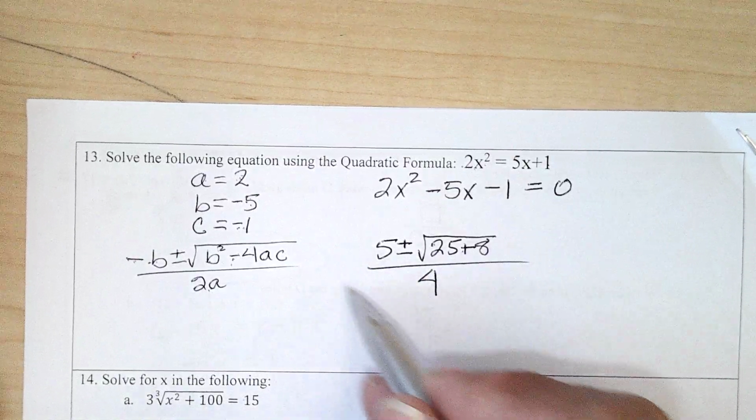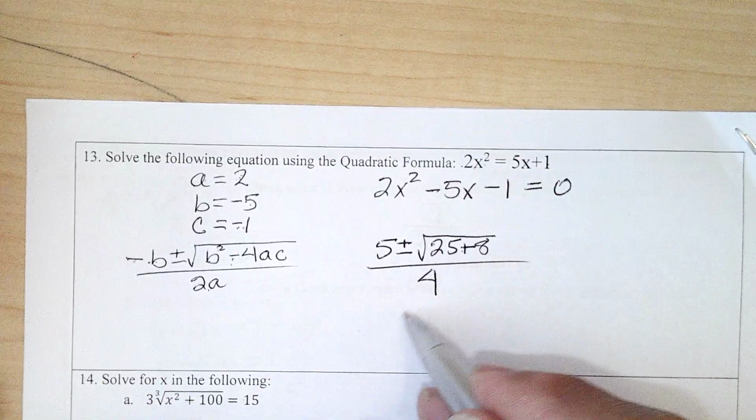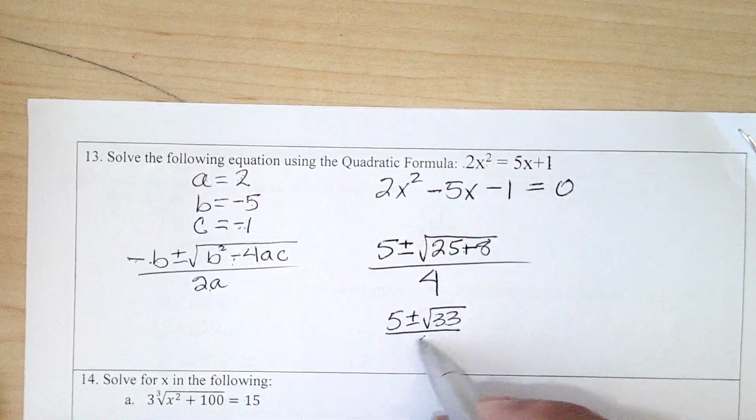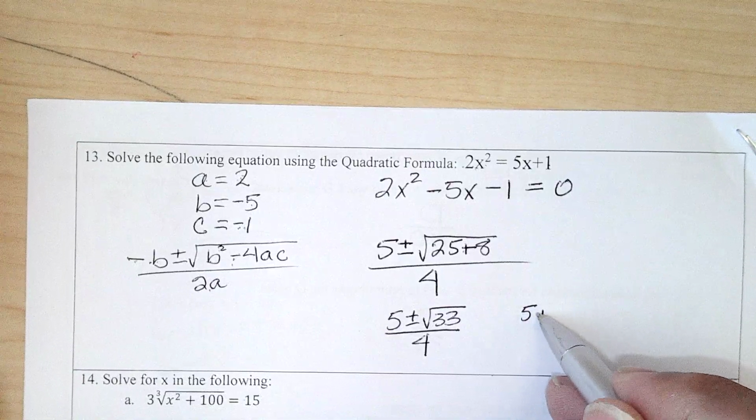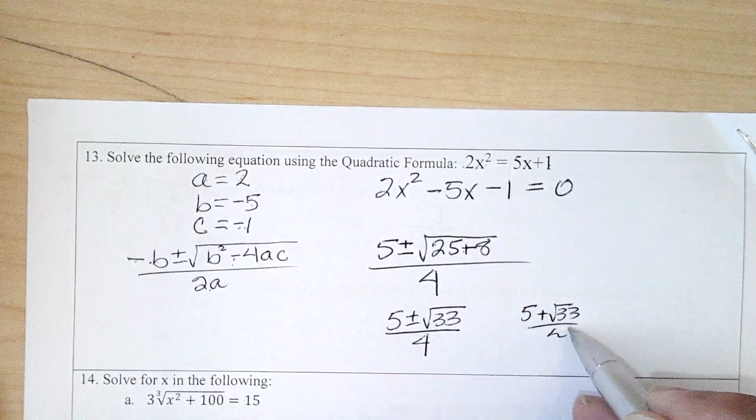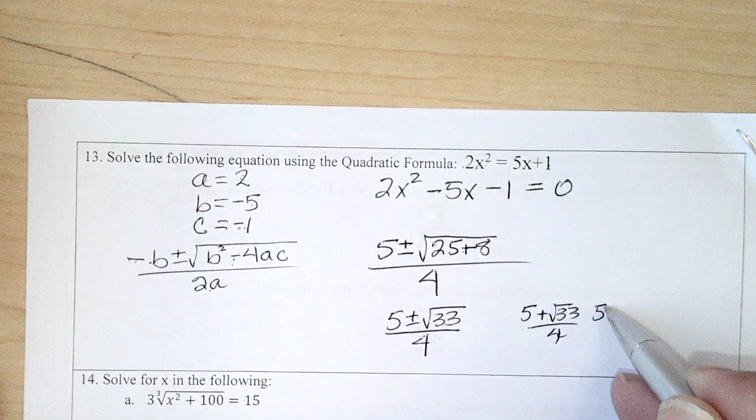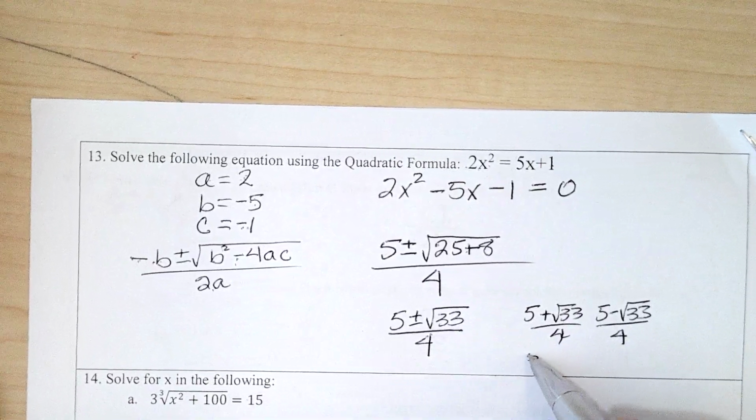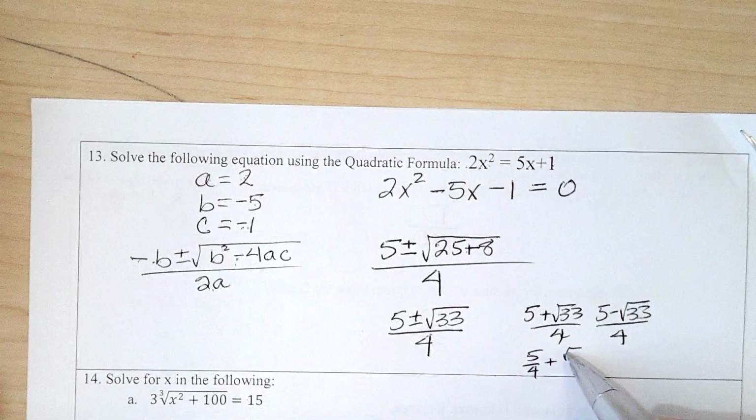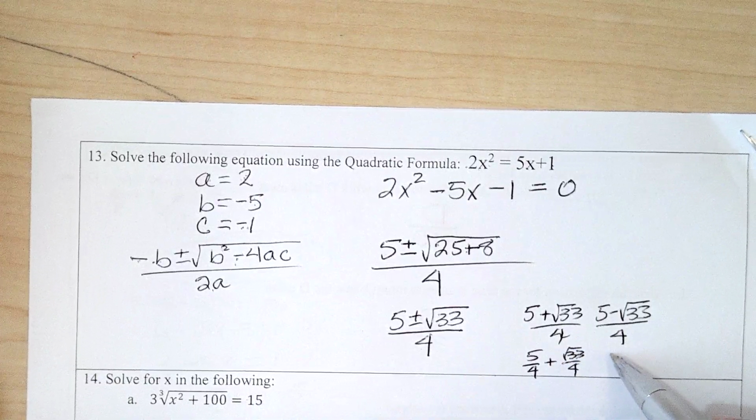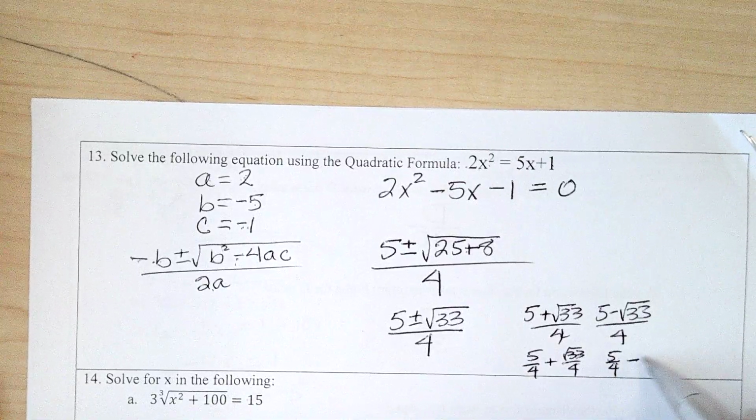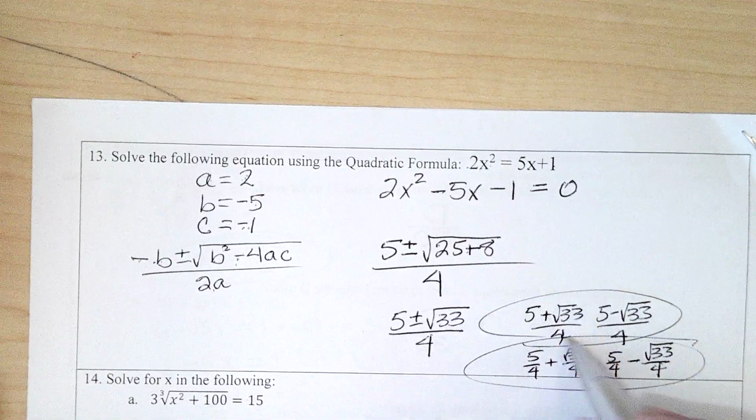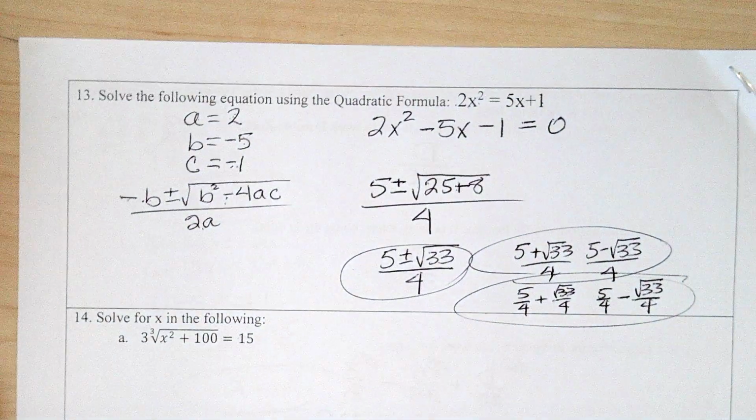And this would have been fine for the answers, or you could write 5 plus or minus the square root of 33 over 4, or you could write 5 plus the square root of 33 over 4, and 5 minus the square root of 33 over 4, or you could write 5/4 plus the square root of 33 over 4, and 5/4 minus the square root of 33 over 4. So there's two answers, or those two answers, or the two answers put together. Any of those.